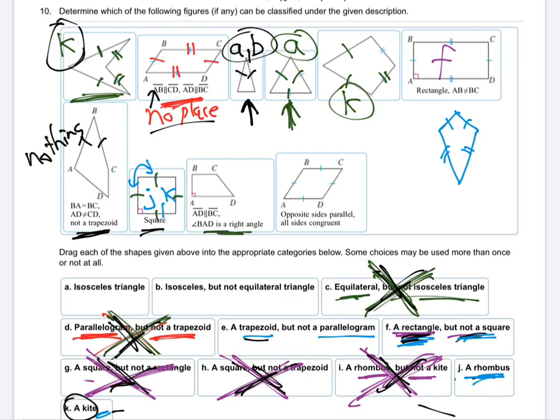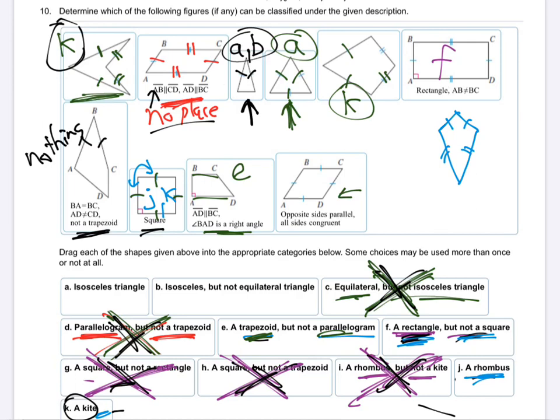Next one. It's clearly a trapezoid. The top and the bottom are parallel, so it's a trapezoid, but not a parallelogram. That's exactly what it is. Trapezoid, but not a parallelogram. Last one here. This one is a parallelogram.